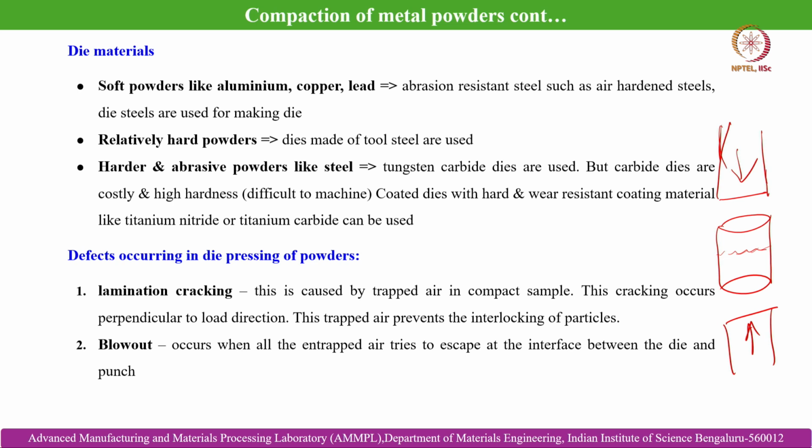So, blowout is another kind of defect, which occurs when all the entrapped air tries to escape at the interface between the die and the punch. So, what is the interface between the die and the punch?